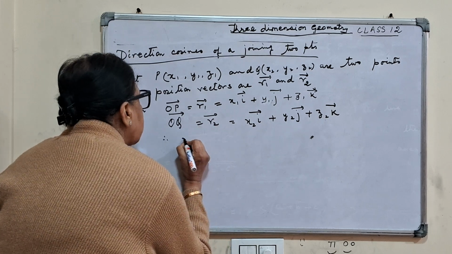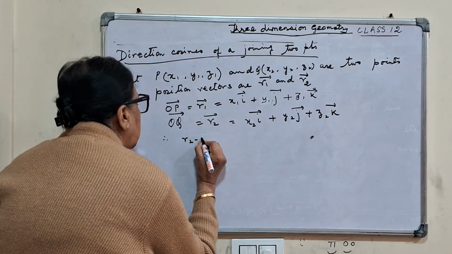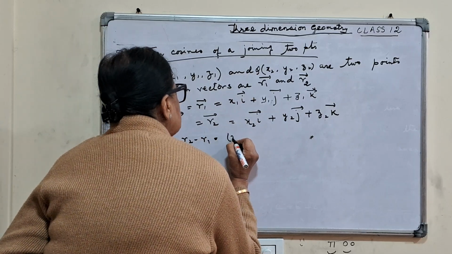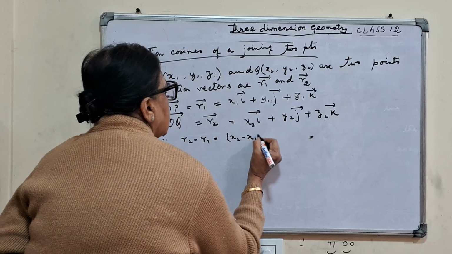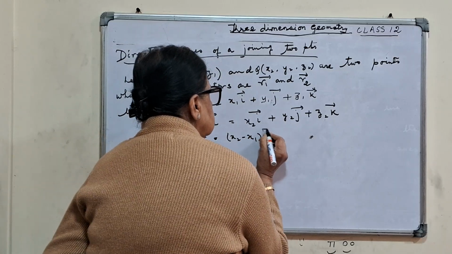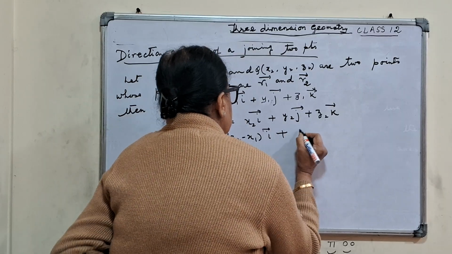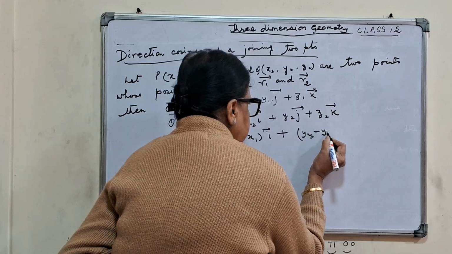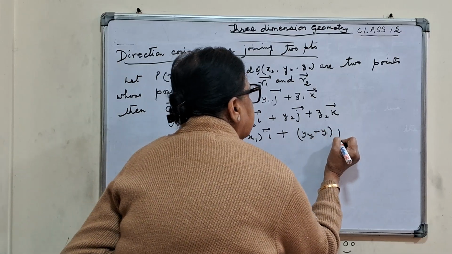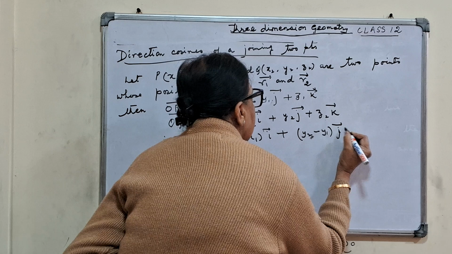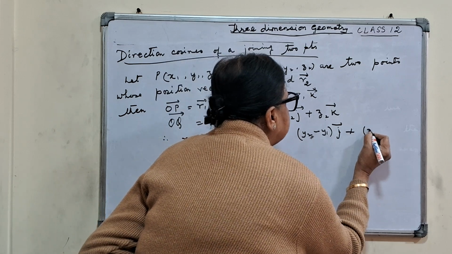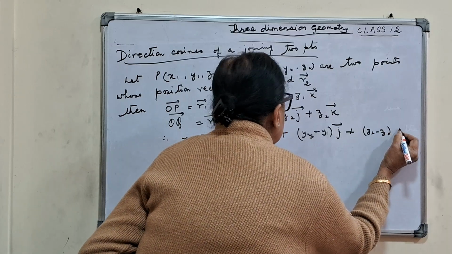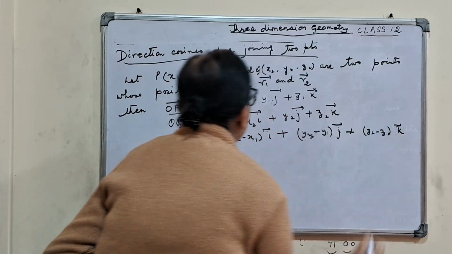Therefore, R2 minus R1 is equal to, when I subtract, x2 minus x1 into i cap plus y2 minus y1 into j cap plus z2 minus z1 into k cap. Okay, fine.